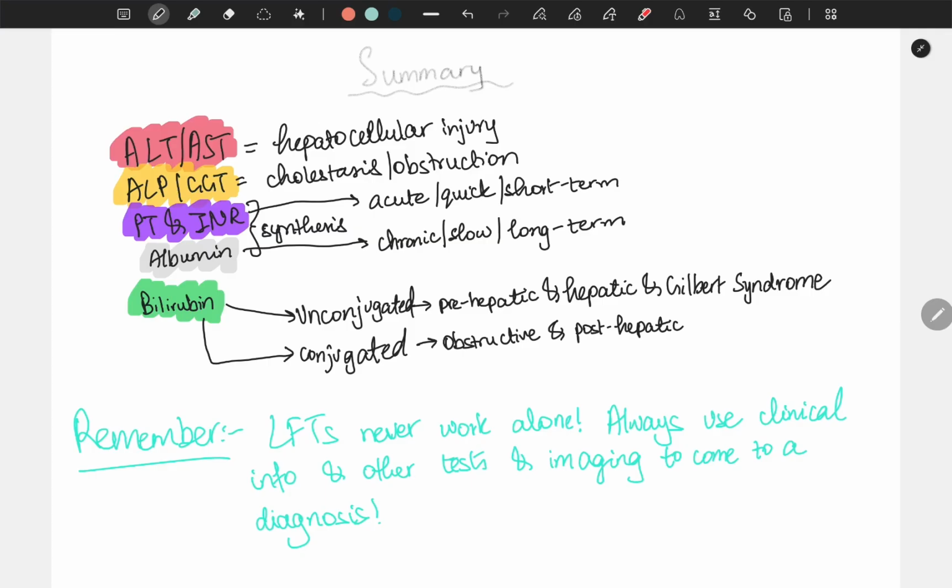And then bilirubin itself can be broken down into conjugated and unconjugated bilirubin, and depending on which one is raised, can also show different pathologies. One more thing which is extremely important for your clinical practice, which is you can never rely on an LFT by itself, and they are very rarely diagnostic. You need to rely on it as a tool to help you, along with clinical information and other tests and imaging, to come to a final diagnosis. Never use LFTs alone as a diagnosis.